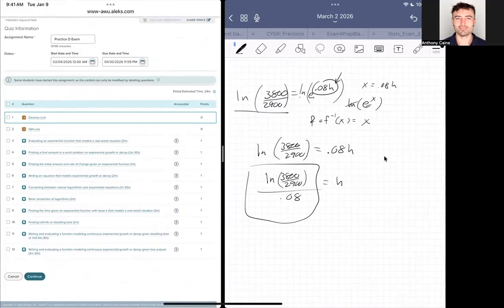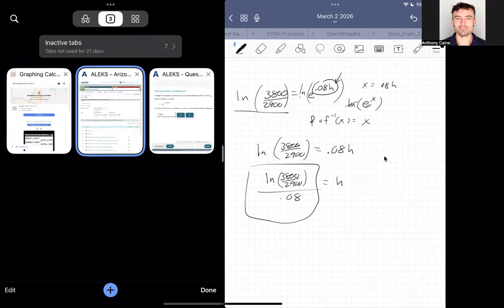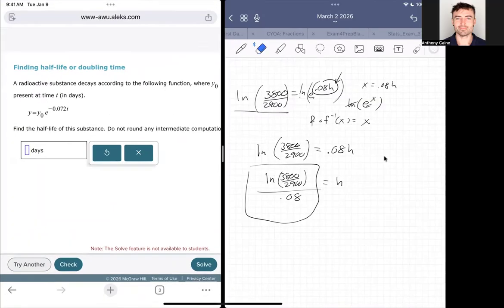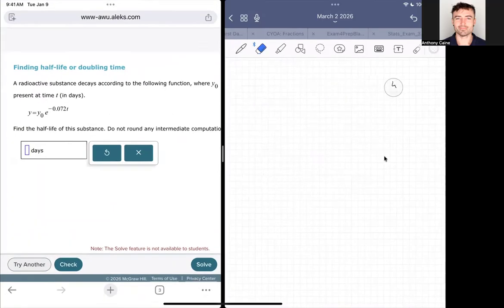All right, so that was 9, almost done. All right, so finding these are all in this week's worksheet, these types of questions. You get more practice with it.